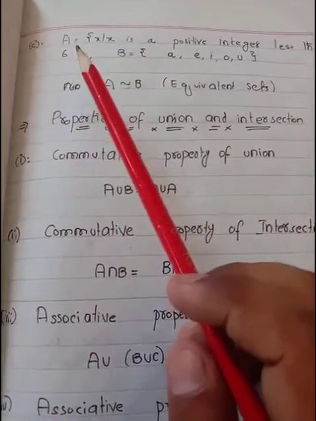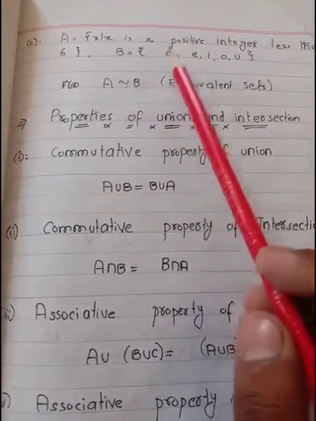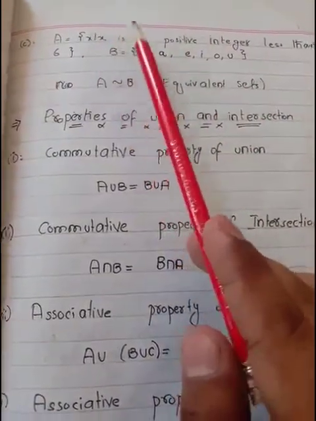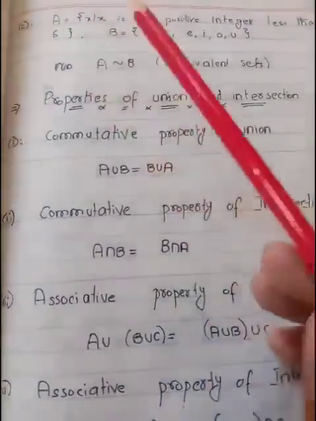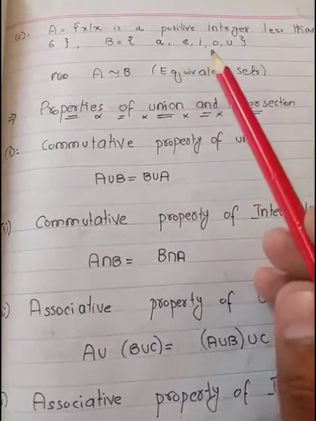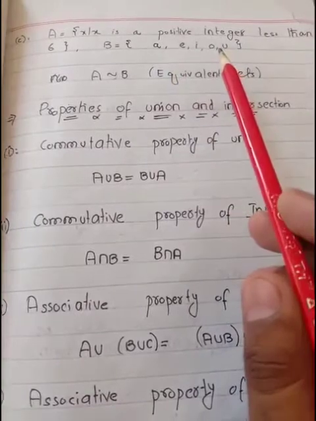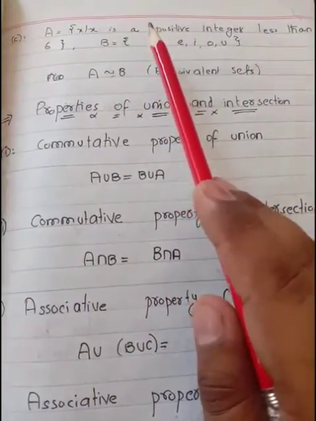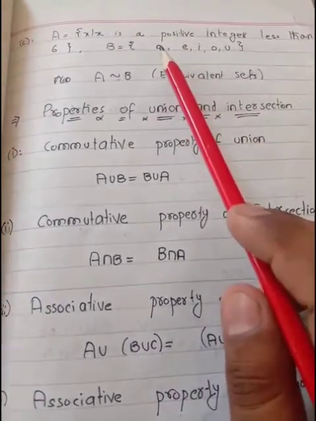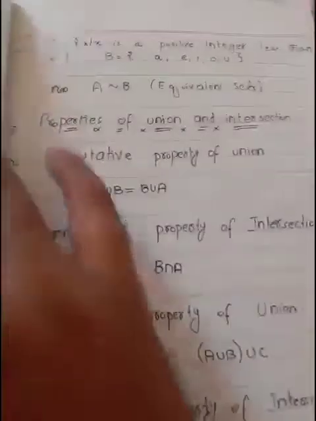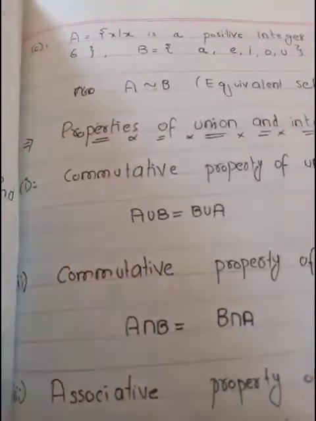Our C part is A equal to {x such that x is a positive integer less than 6}, and B is {a, e, i, o, u}. The elements of A are 1 2 3 4 5 because these are less than 6, and the elements of B are a, e, i, o, u. These are the set of vowels. Here are 5 elements in A, and in B there are also 5 elements, so the number of elements in both sets is the same. So this is an equivalent set. We can also write A is equivalent to B, or both of these are equivalent sets.